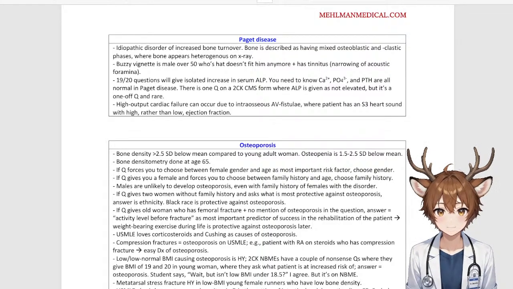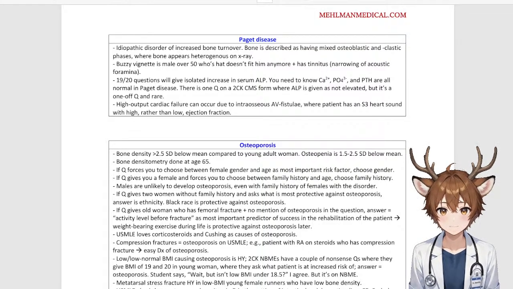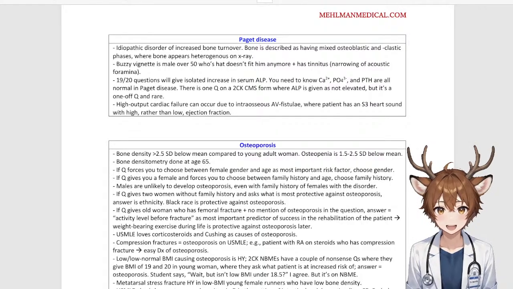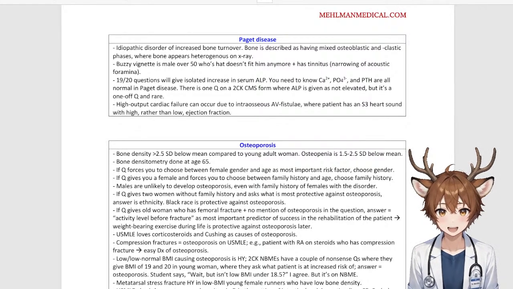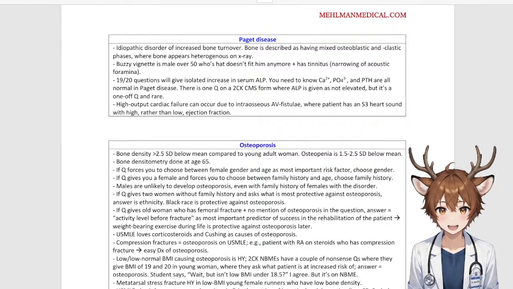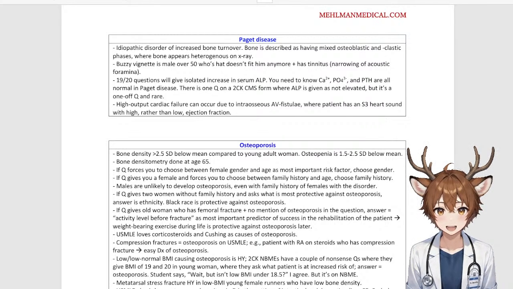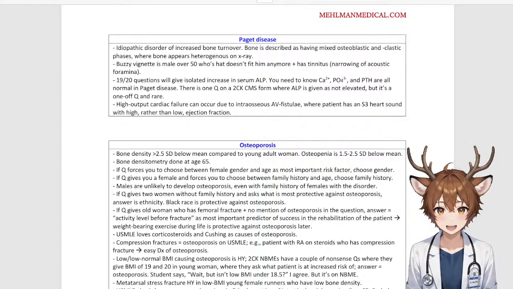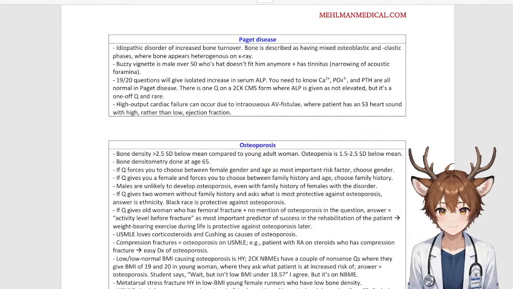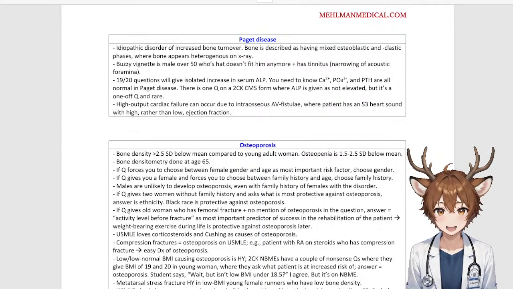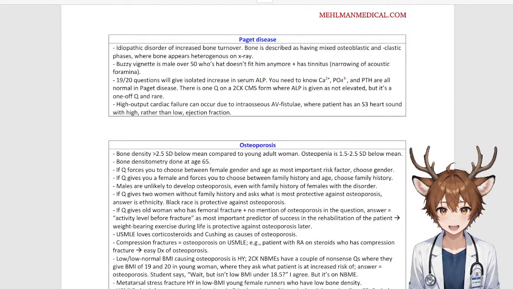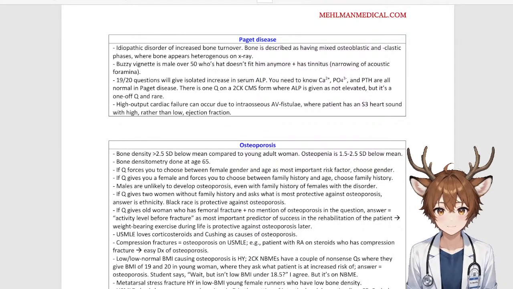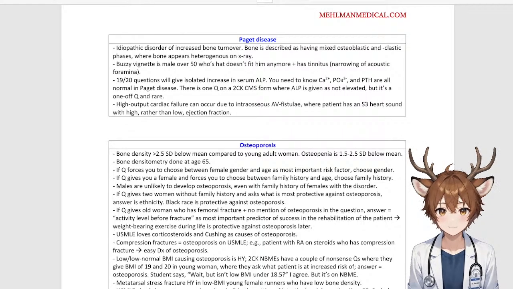Paget disease. So remember French, Paget. Paget disease, idiopathic disorder of increased bone turnover. Bone is described as having a mixed osteoblastic and osteoclastic phases, where the bone appears heterogeneous on X-ray. Basically what's happening is that the bone has a very high turnover because it's breaking it down very, very quickly. And the body's like, oh no, that's not good. We have to go repair all the bone, and so it repairs all this bone quickly as well. And basically it's doing a sort of not very good job.